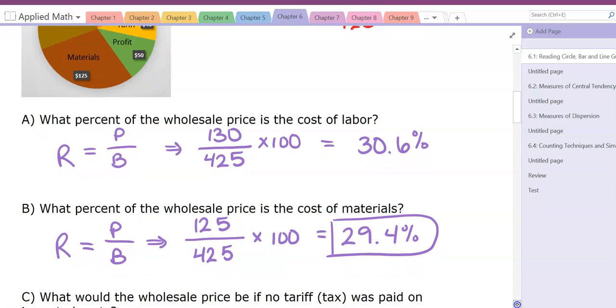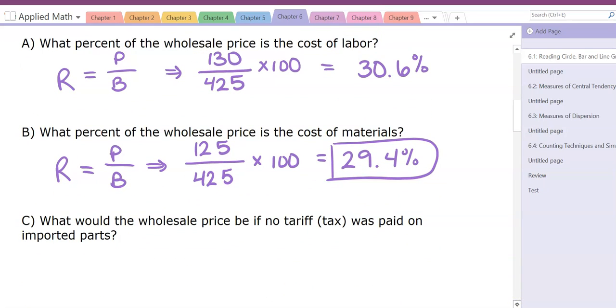Okay, the last question here says, what would the wholesale price be if there was no tax, no tariff paid on the imported parts? Good, 385. Because what we do is we take the cost, which is 425, we subtract away the amount that they paid in tax, which is $40. So then it would be 385.